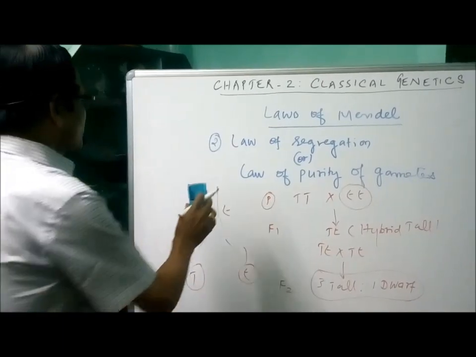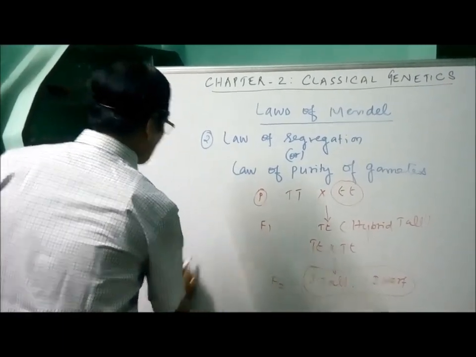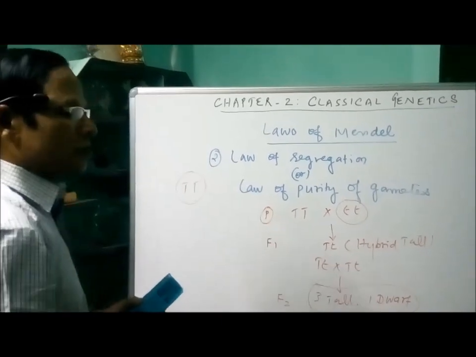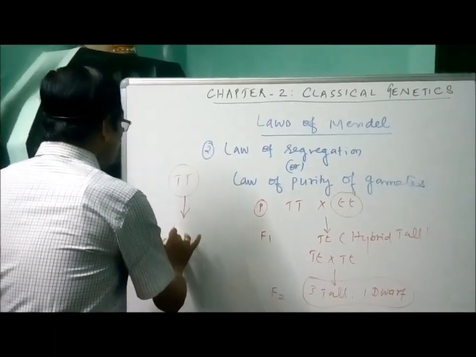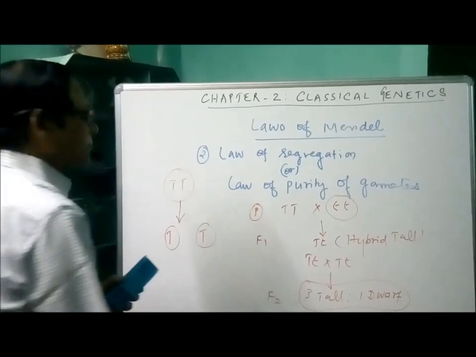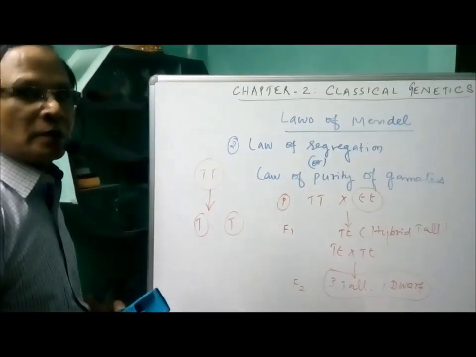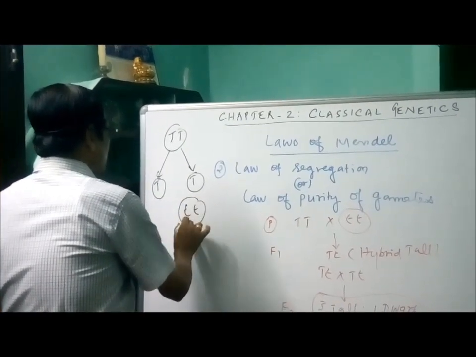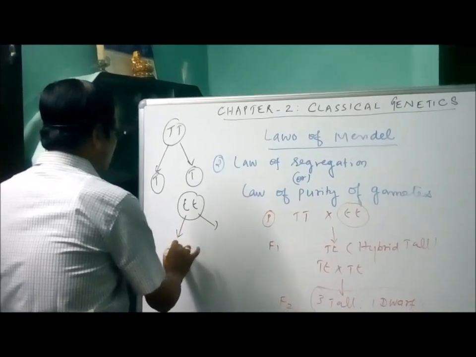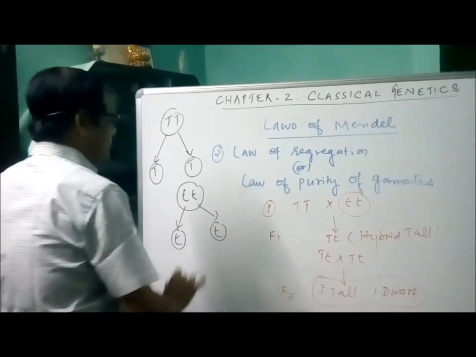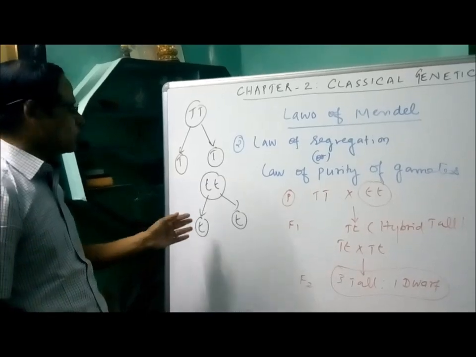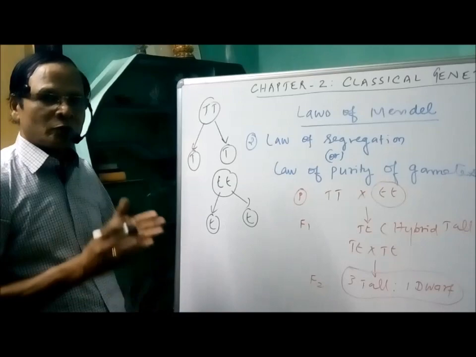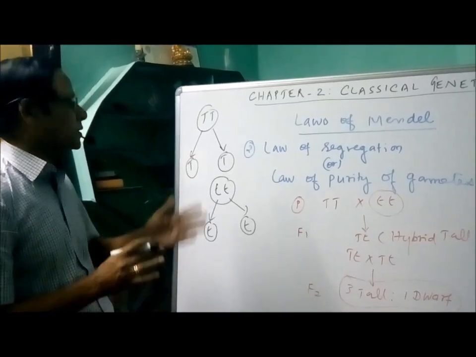Suppose we are taking homozygous individuals. This is homozygous. They produce similar gametes. I am taking another example of a homozygous individual, recessive homozygous. Here also all the gametes contain only small t, the recessive allele. So homozygous individuals produce similar gametes.